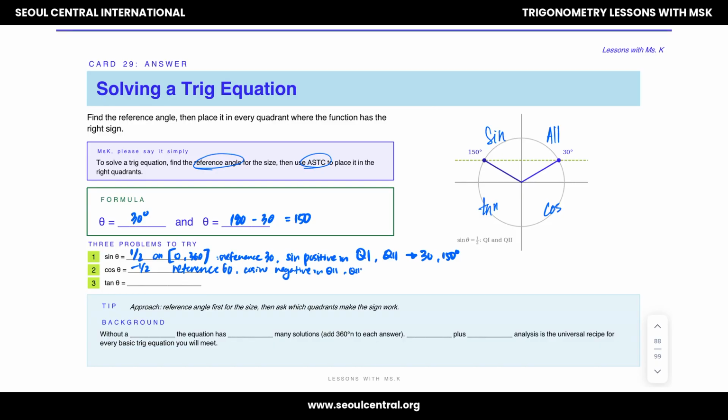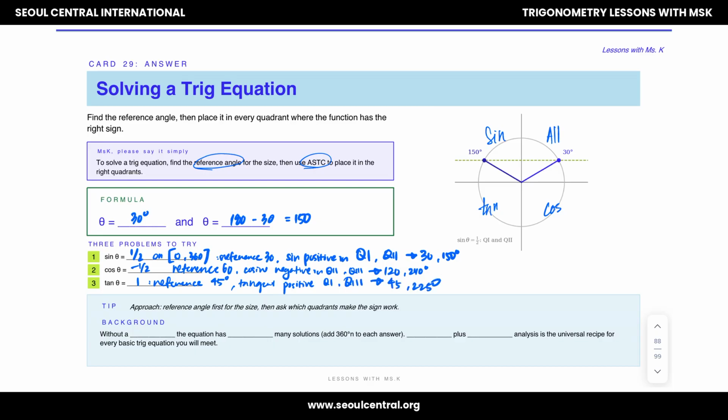Number 2. Cosine of theta equals negative 1/2. The reference angle is 60, and cosine is negative in quadrants 2 and 3. So the answers are 120 and 240 degrees. Problem 3. Tangent of theta equals 1. The reference is 45, and tangent is positive in quadrants 1 and 3. So the answers are 45 and 225 degrees.